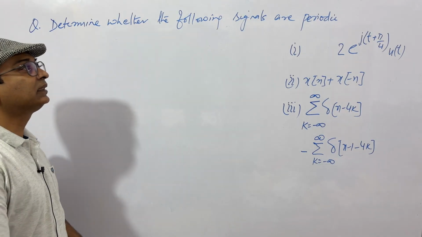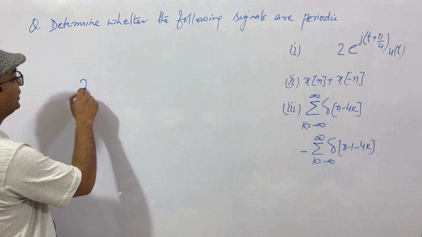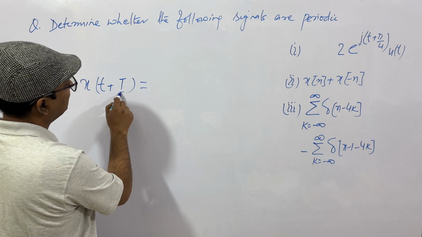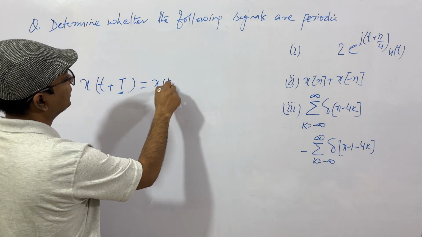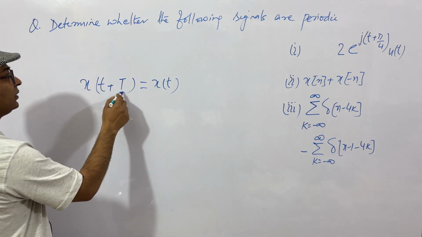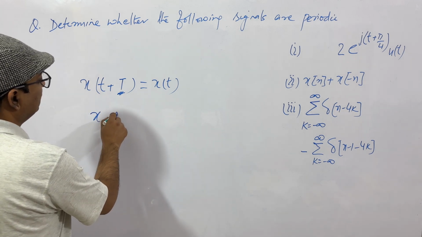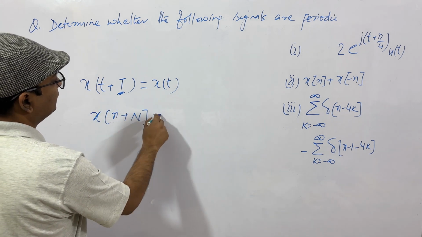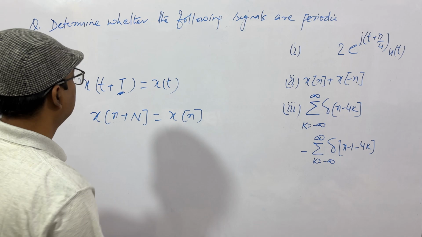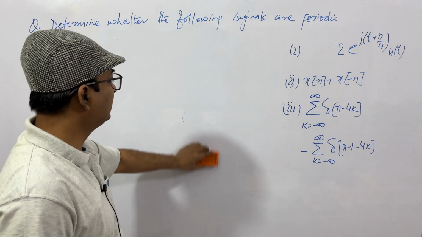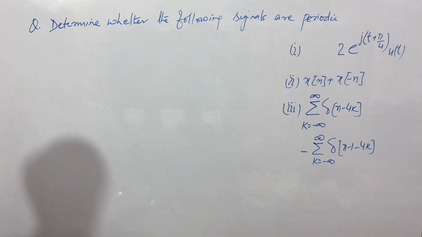Determine whether the following signals are periodic. You know what a periodic signal is? If a signal x(t) repeats after a time period T, that is x(t) equals x(t+T), we say it is periodic with time period T. In a discrete signal, we say if x[n] equals x[n+N], this is your period. The smallest value of N or T will be the fundamental time period.